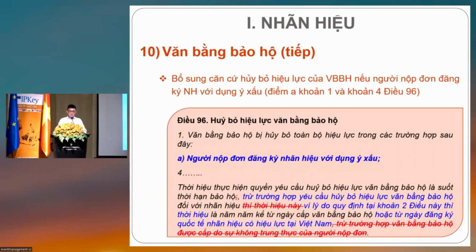Now, the third point regarding the protection certificate is that they have added one provision as the basis. It is based on the fact that the applicants register that with the relevant authority.